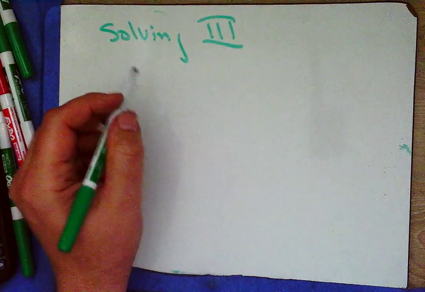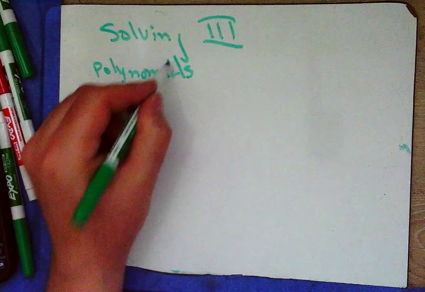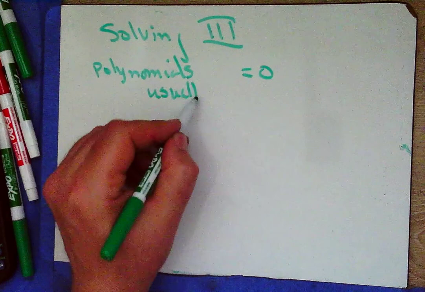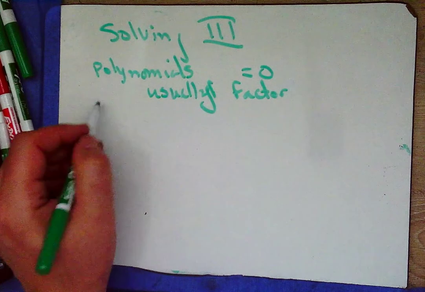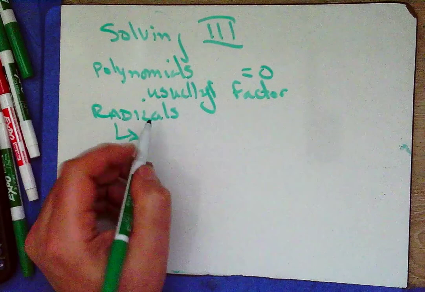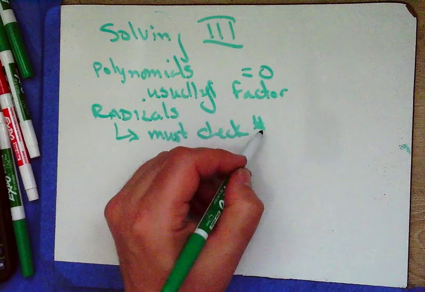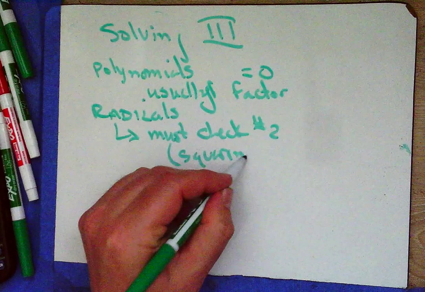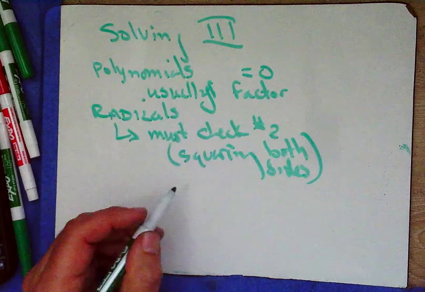In our last video, we talked about solving polynomials. Remember, we wanted everything equal to 0, and we usually factor, so we can set factors equal to 0. Then we looked at radical equations, and that introduced must check number 2, squaring, not square root, squaring both sides. If you see squaring both sides, that's a must check.